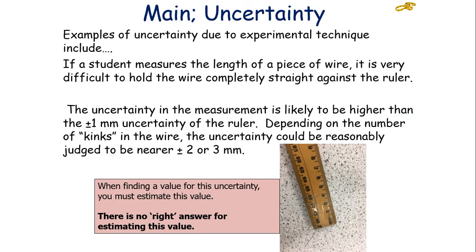So an example would be if a student measures the length of a piece of wire, it's very difficult to hold the wire completely straight against the ruler. So the uncertainty of their measurement is likely to be higher than the plus or minus 1 millimeter uncertainty of the ruler. So depending on the number of kinks in the wire, the uncertainty could be thought of as either plus or minus 2 or 3 millimeters.